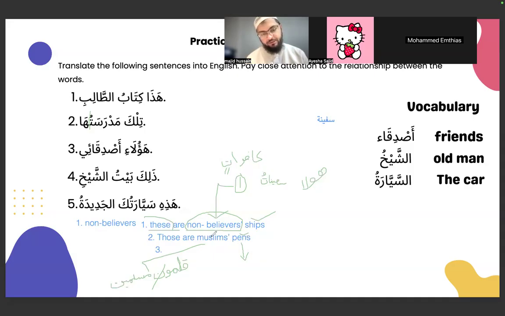So we got pens, we finished Muslims. We are left with those. Now what's the translation of those? It's Ulaika. Very good. Ulaika qalamu muslimina. That's the key. Whenever we're translating from English to Arabic, we start with the last word first, and then the next, and then the next, like that. You want one more example for both of you?